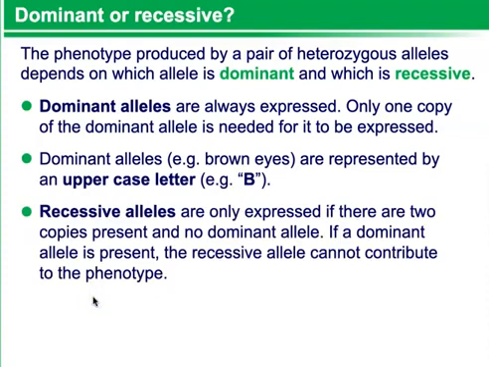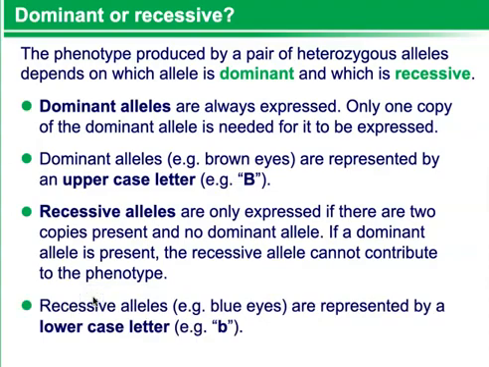Recessive alleles are only expressed if there are two copies present and no dominant allele. If a dominant allele is present, the recessive allele cannot contribute to the phenotype. Recessive alleles, for example blue eyes, are represented by a lowercase letter. Example, lowercase b.